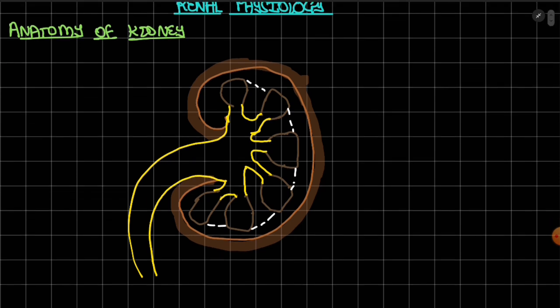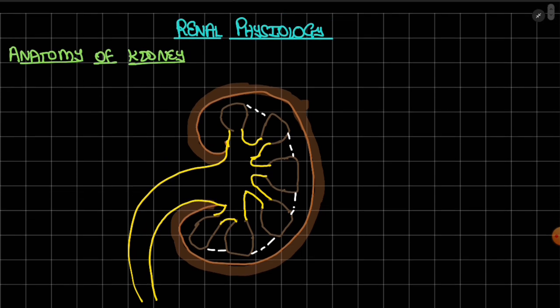The kidney consists of this structure. Let me just highlight it, this brown highlighted structure. The outermost covering of the kidney is basically the renal capsule, which protects the kidney by shock absorption. For example, if a kidney suddenly gets a shock, the renal capsule helps in shock absorption.